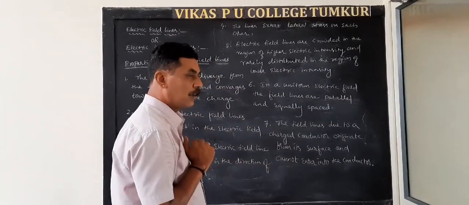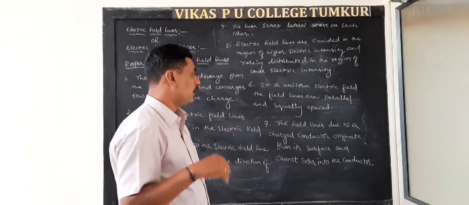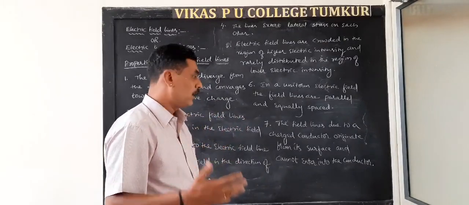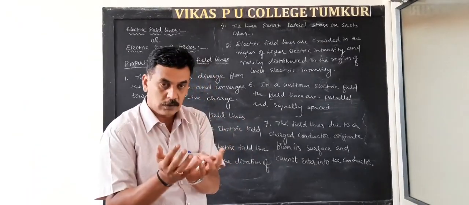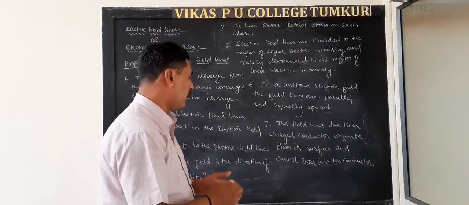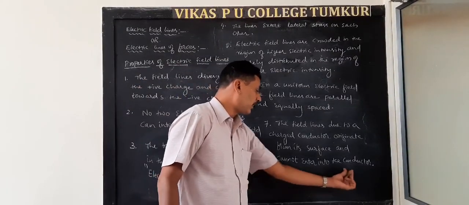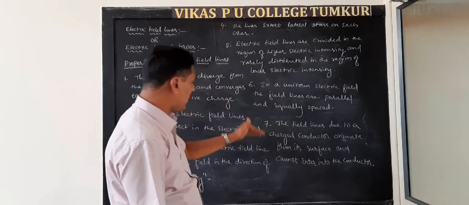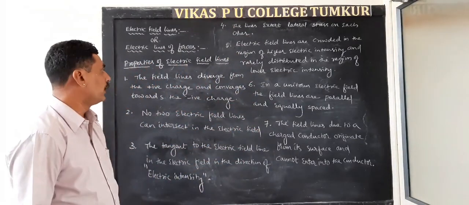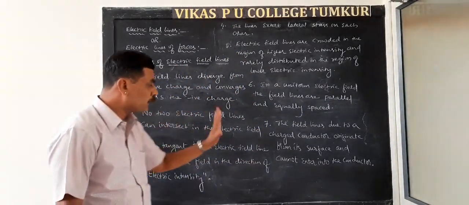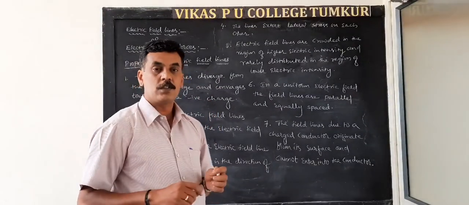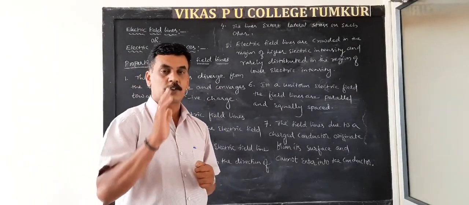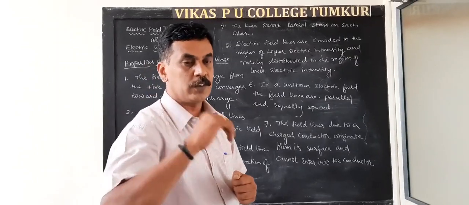And seventh, if a conductor produces electric field lines, they originate from the outer surface, and inside the conductor field lines cannot enter. So these are the 7 important properties of electric field lines. Based on this, the next concept that you are going to study is electric flux. Let us see in the next part what flux means.